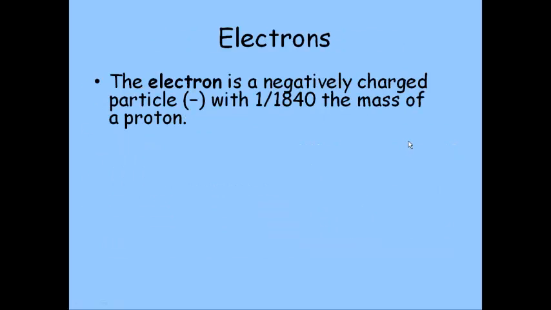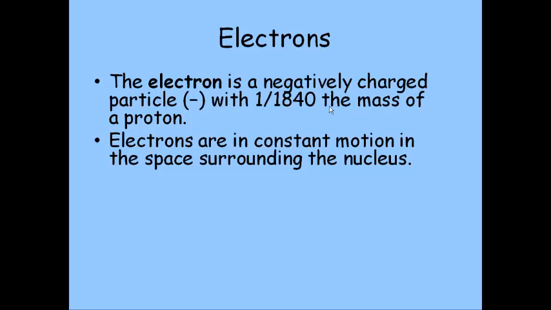Let's talk about electrons for a second. They are negatively charged, whereas protons are positively charged, and they have very little mass, 1 over 1840th the mass of a proton. That's sort of a silly number, but it's just to show you that they have very little mass, and their mass is almost undetectable. But they are there. They are in constant motion in the space surrounding the nucleus. As a matter of fact, it's difficult to know exactly where an electron is. It's more like a cloud around the nucleus.